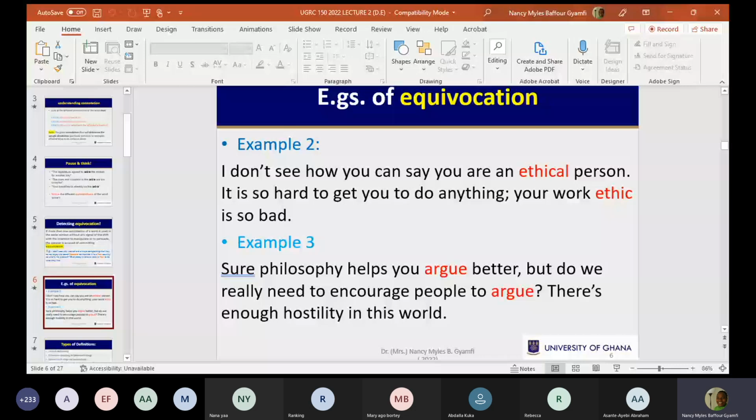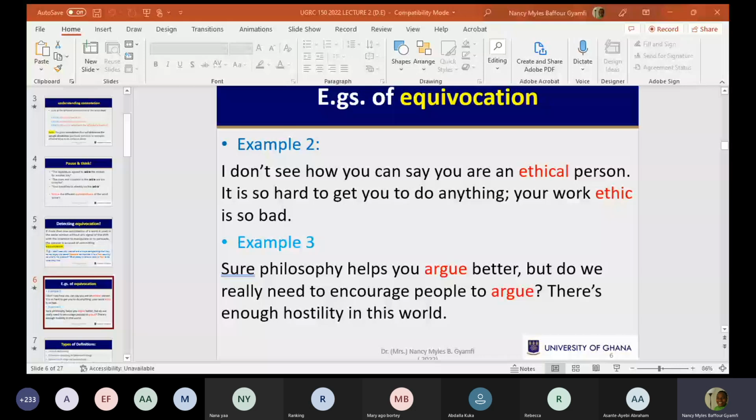Sister, read that, please. Thank you. Sure, philosophy helps you argue better. But do we really need to encourage people to argue? There is enough hostility in this world. Here again, the word argue is what they are contending over. The first one is saying, when you do philosophy, it helps you to argue better. You here is what? You present your case and ground it with evidence. So whoever is speaking now is trying to think of the word argue in a positive light, where you give evidence to support your claim.